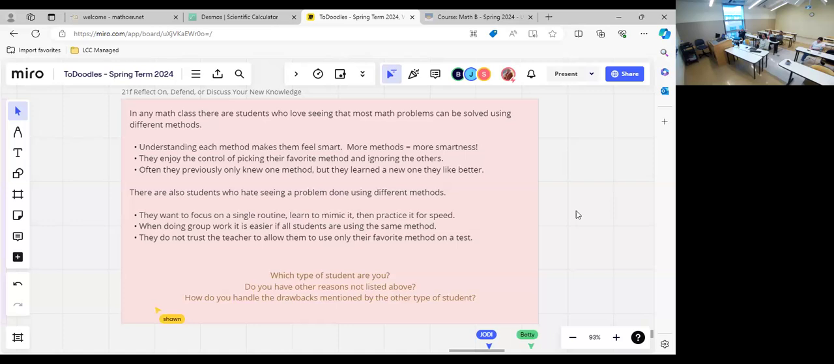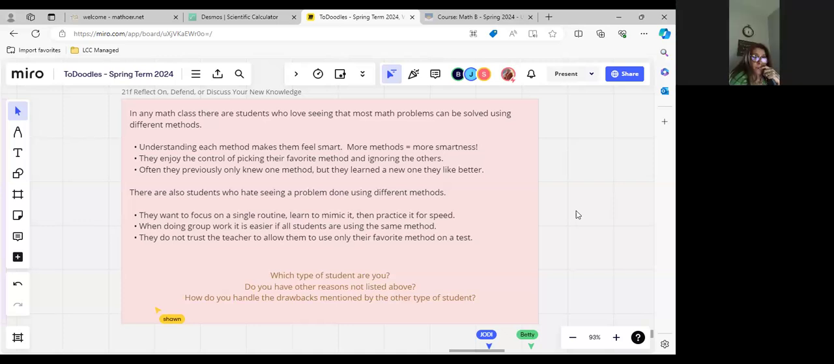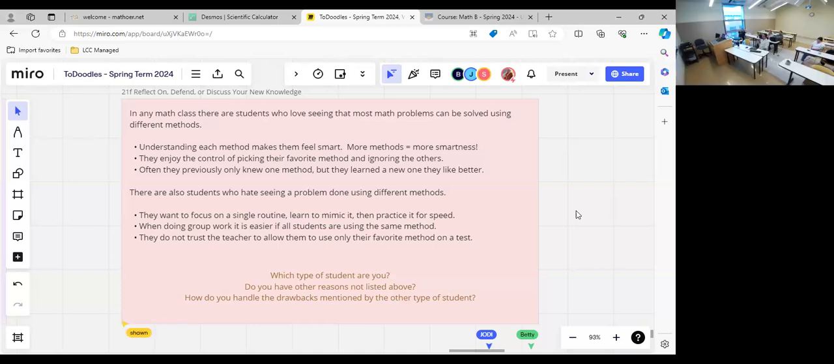And lastly, maybe you only knew one method, but the new one you like better. And so I'm like, hey, life is better. I got a better method. At least I can still do it. So that's one reason to see lots of methods. But it's also true that sometimes seeing more than one method is really annoying.